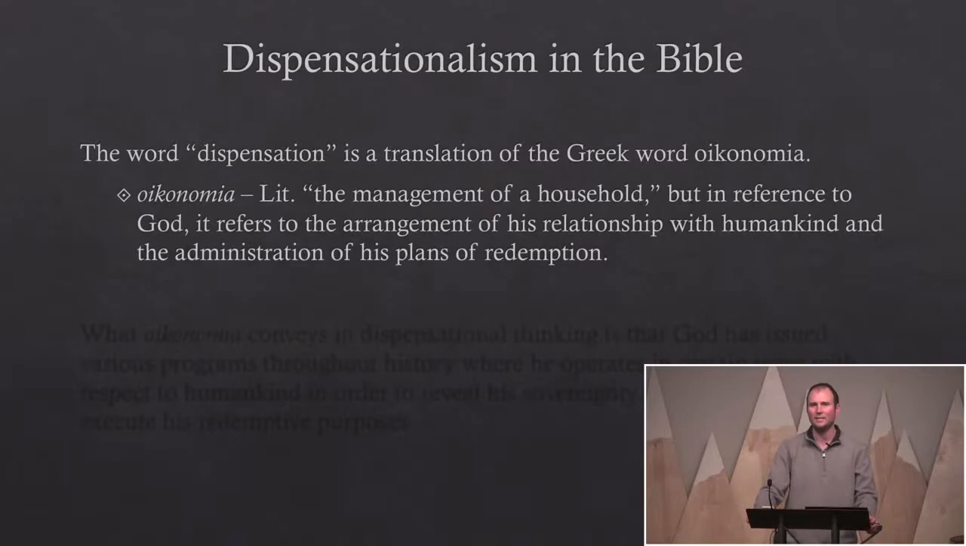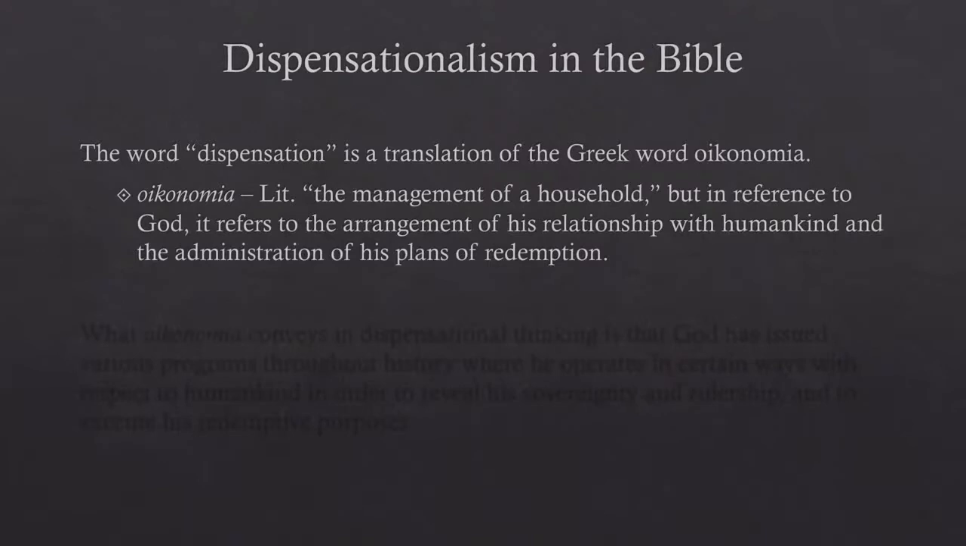What oikonomia conveys in dispensational thinking is that God issues various programs throughout history and operates in certain ways with respect to humankind that reveal his sovereignty and his rulership and which execute his redemptive purposes. So the way that God manages the world is through these different oikonomia, these dispensations. God is showing himself to be sovereign and the ruler and is showing the way that he's redeeming his people by having these little pockets of action, economies that are carrying out his overall program of redemption.